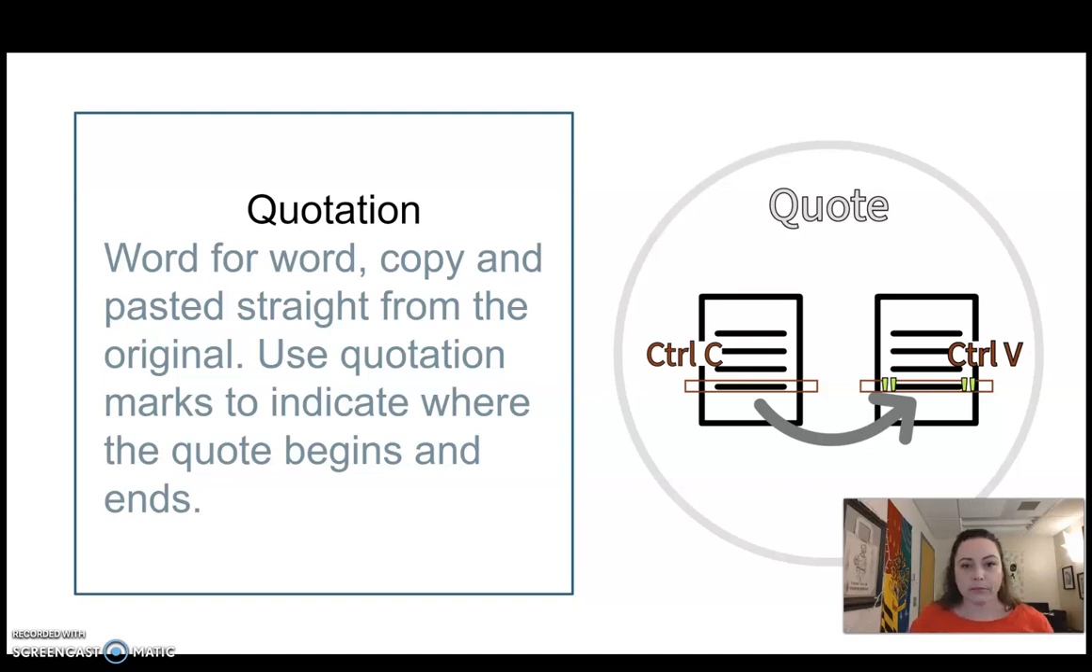When you quote something, it is a word for word, copy and pasted piece straight from the original. You need to use your quotation marks to indicate where that quote begins and where it ends. If you use Control C and Control V, put those quotation marks around it and you've got yourself a quote.